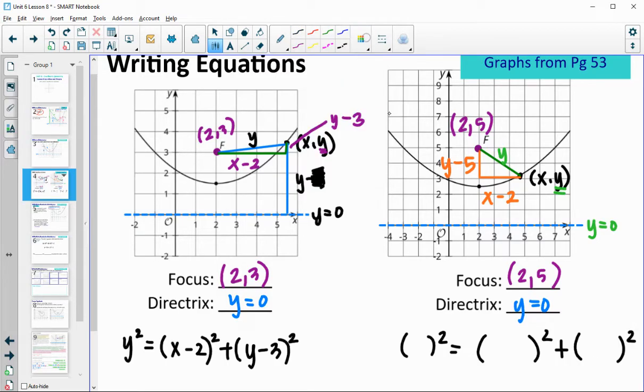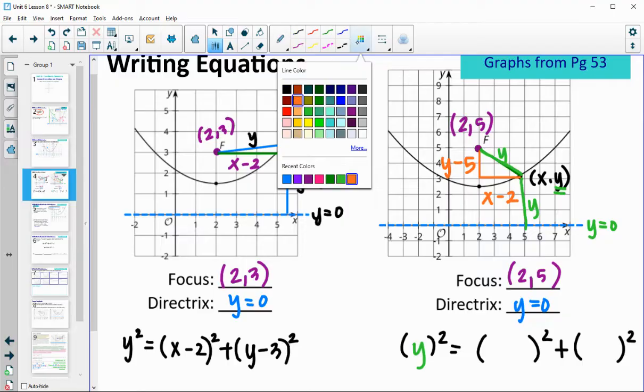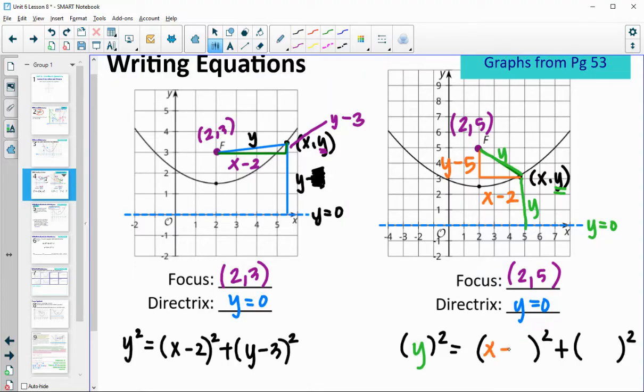So our hypotenuse here is y. Again, we remember that this length is the same as this. And then our legs are x minus 2, the width, squared, and y minus 5, the height, squared. So then that's going to give us the equation of those parabolas.